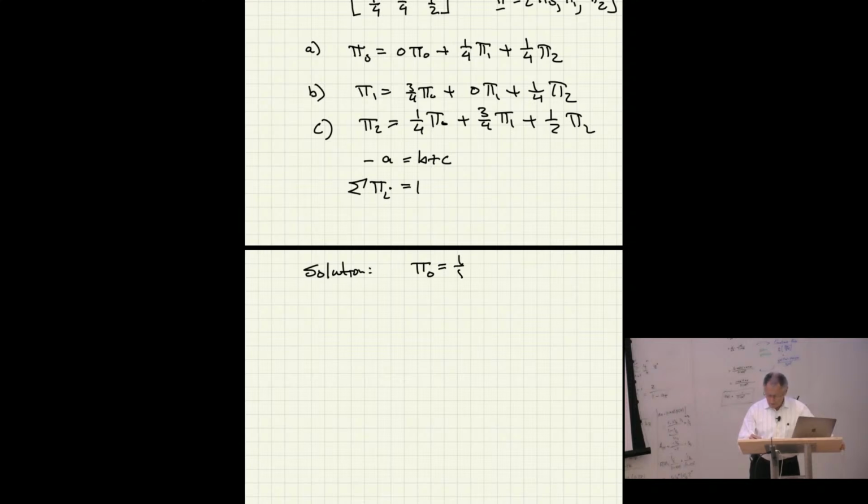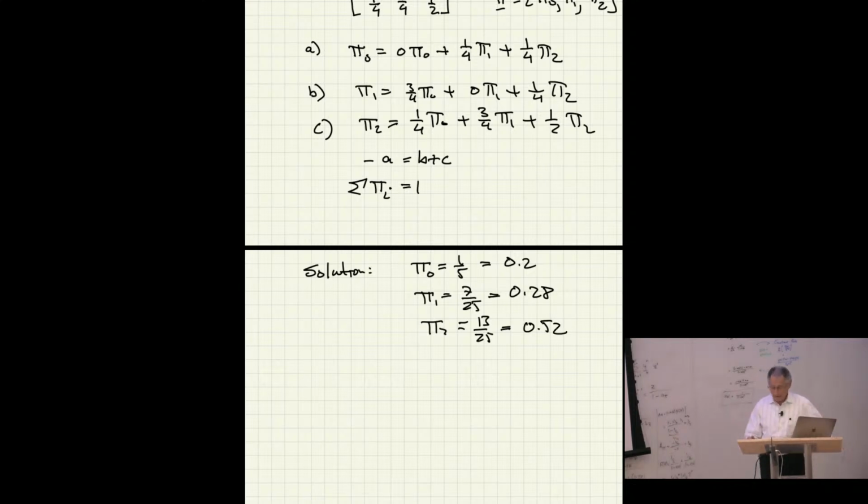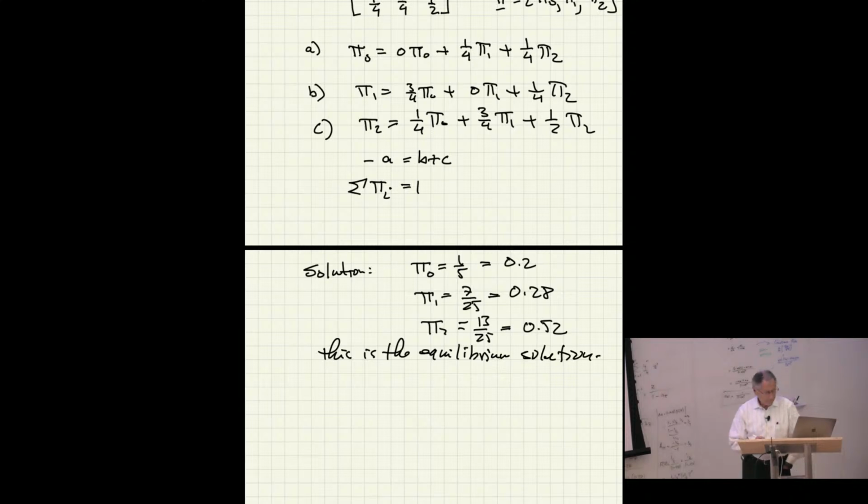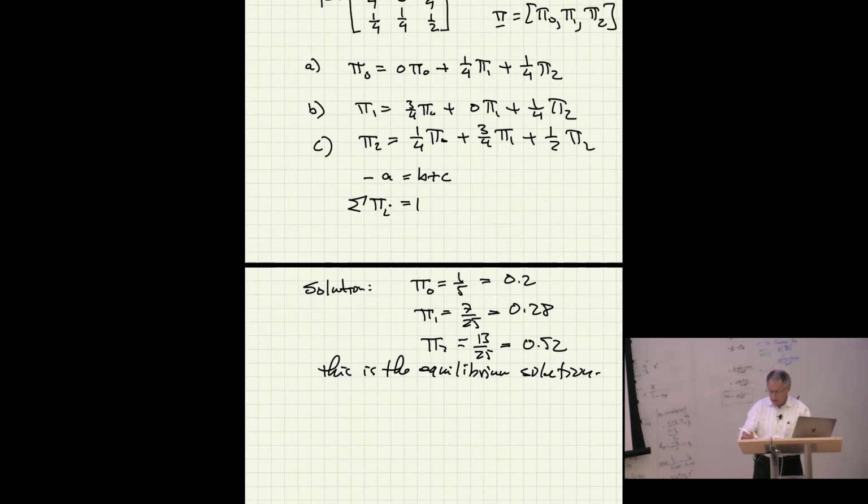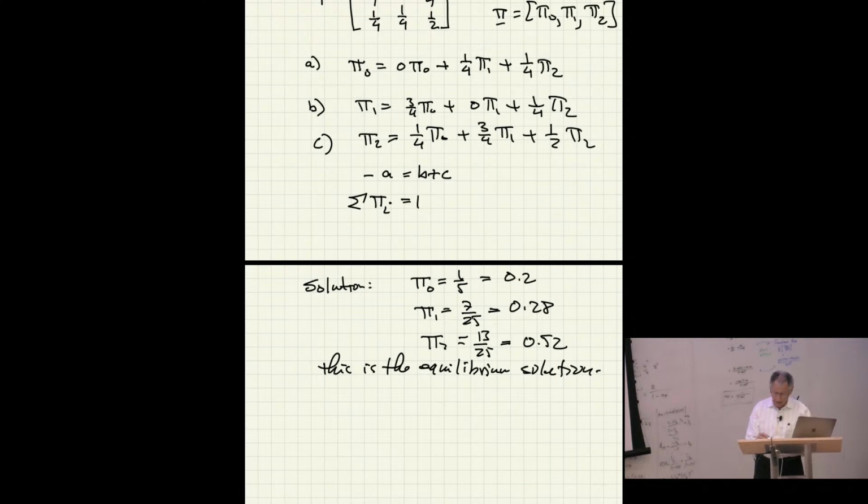The answer is the following. Pi 0 equals 1/5, which I'm going to write as 0.2, as you'll see why in a moment. Pi 1 is equal to 7/25. That's 0.28. And pi 2 is equal to 13/25, which is equal to 0.52. First of all, let's point out this is the equilibrium solution as we claimed. We're going to go into some more details how we got this in a moment, but that was simply solving two of these equations, a and b, plus this last summation of pi equals 1.